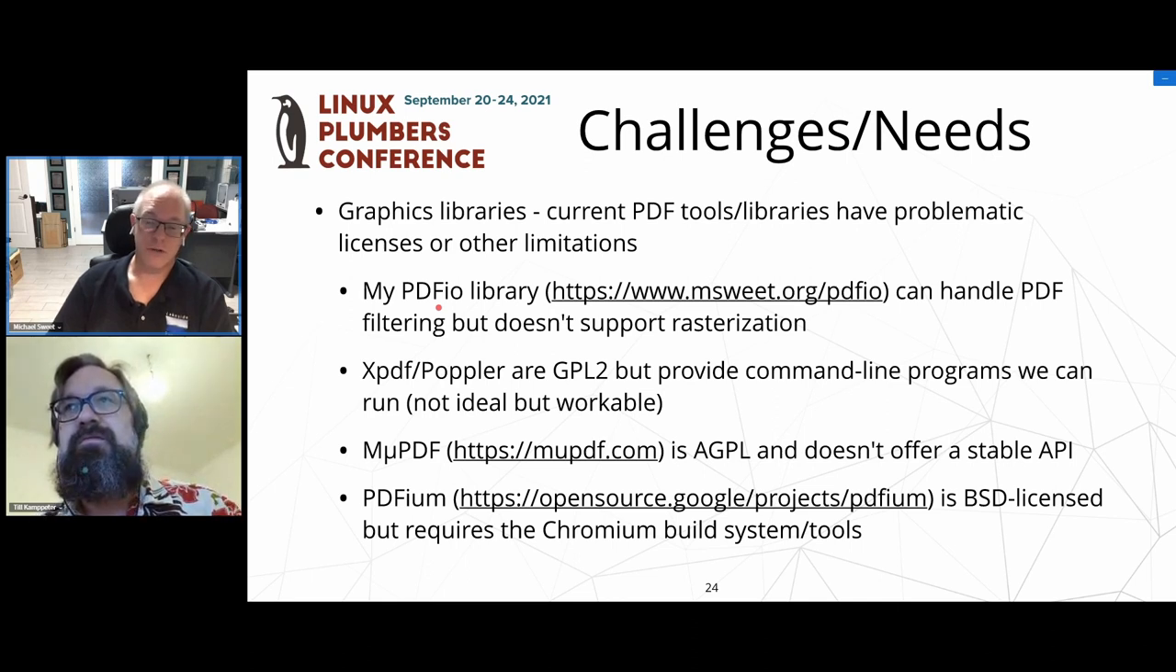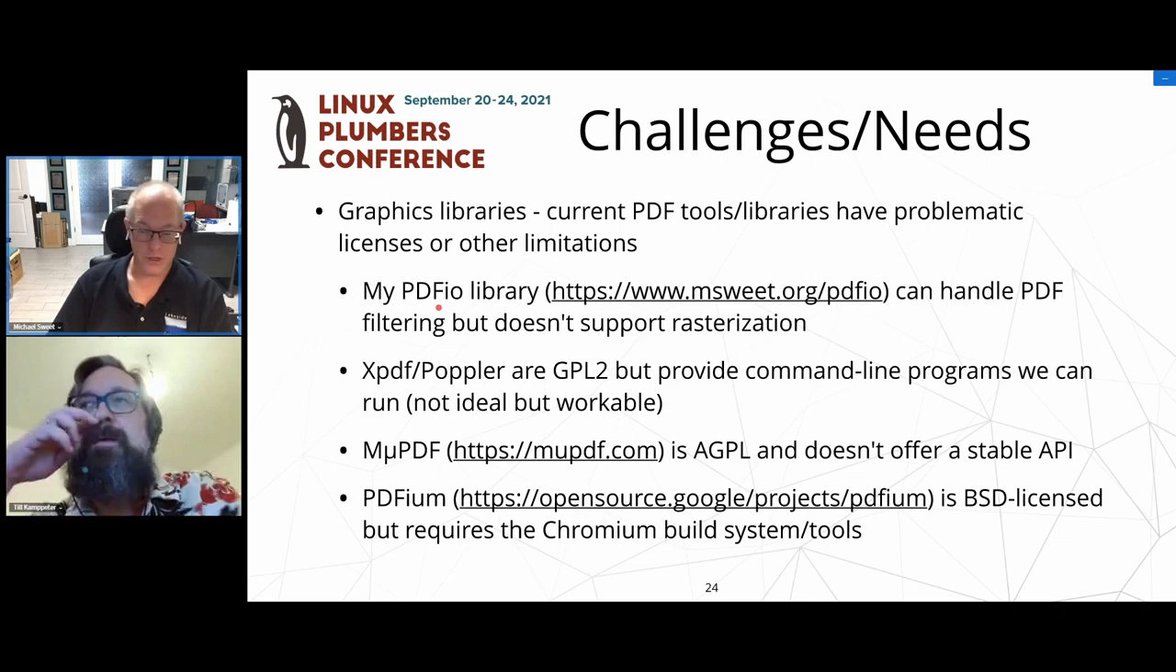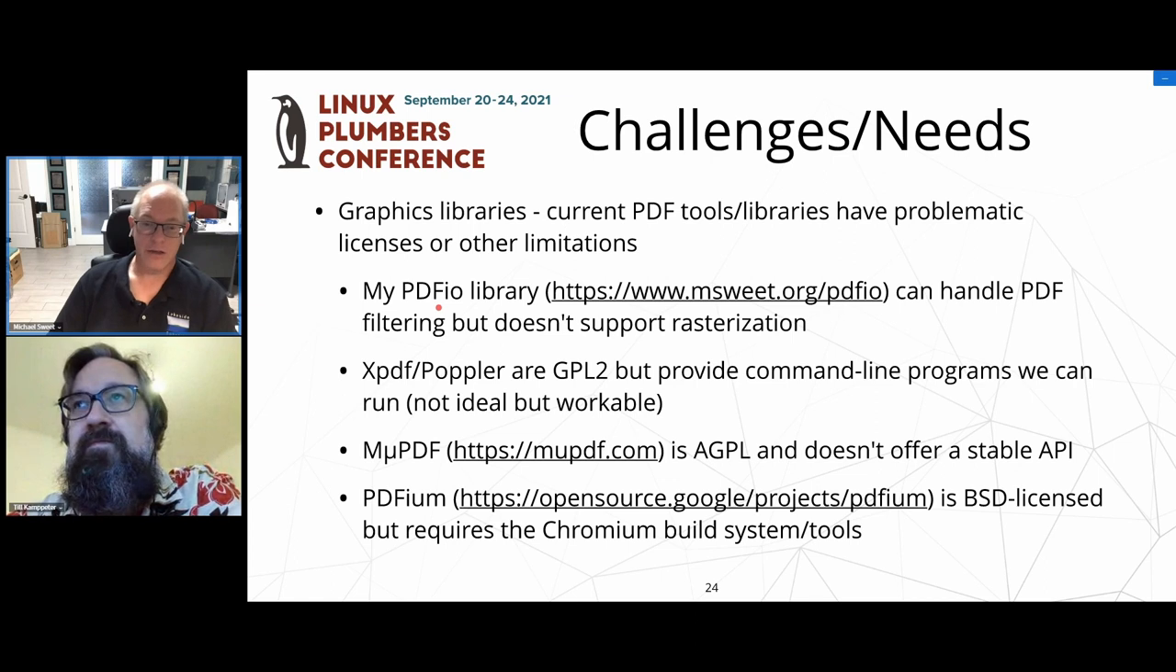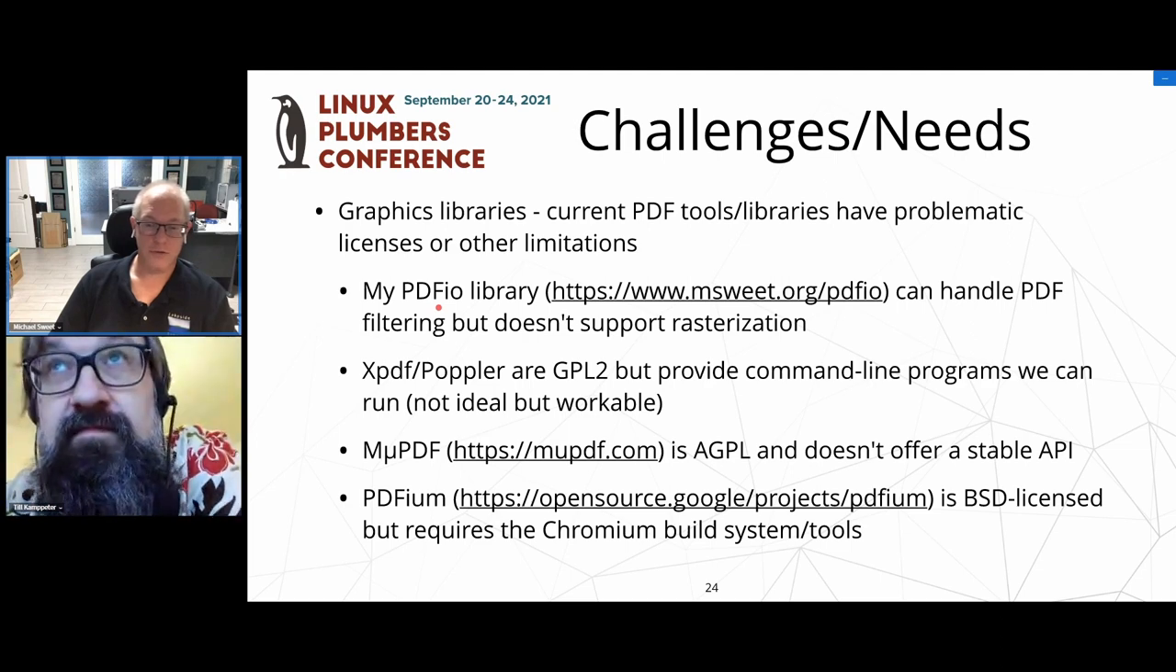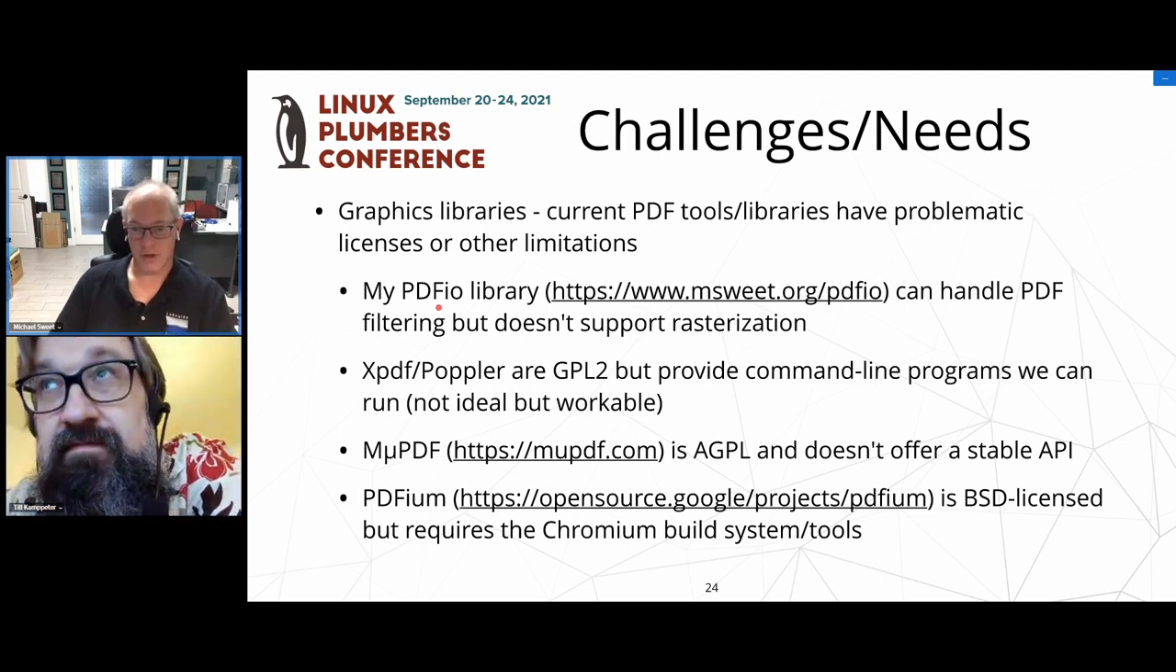But when you get to rasterization, you open up a whole other can of worms, and there are 10 different ways to do the same task in PDF, unfortunately, because different things come in and out of favor over time. While it has a very safe license, Apache 2 with the GPL exception, just like CUPS, it doesn't do everything we need it to do.